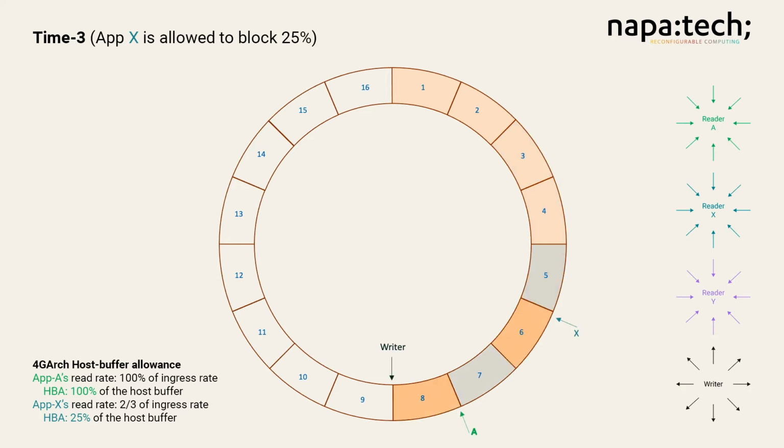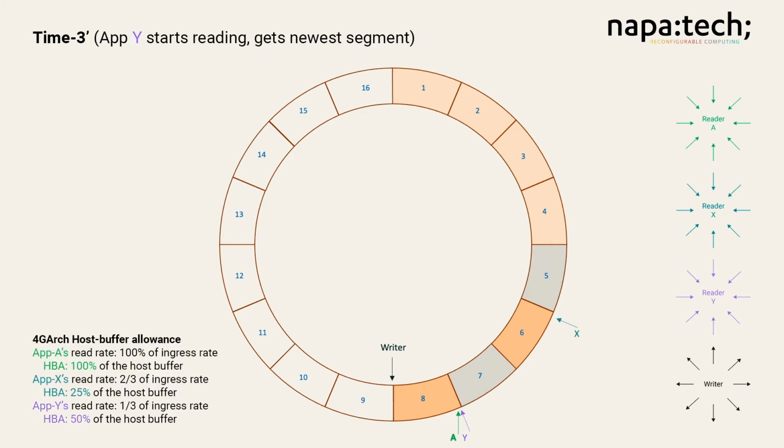Application A continues to follow tightly after the writer, and application X drops further behind, but still not blocking more segments than allowed. Segment 6, 7 and 8 are blocked by application X, which is only at a level of 18.75% and not yet beyond the allowed 25% host buffer allowance. At this time, a third application, application Y, wants to read from the same buffer, and when joining is assigned the most recently available segment, segment 8.